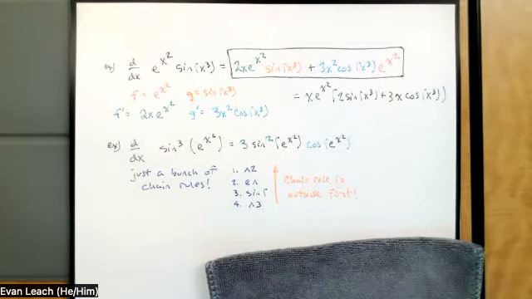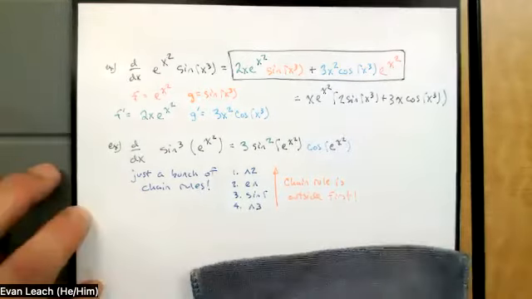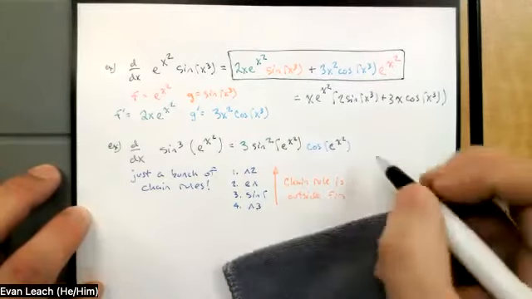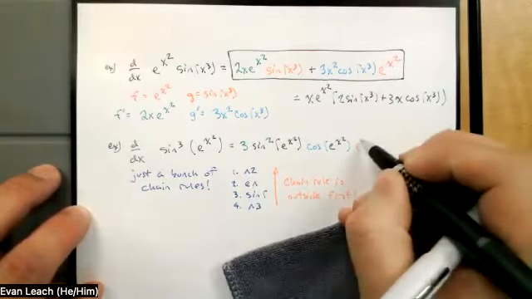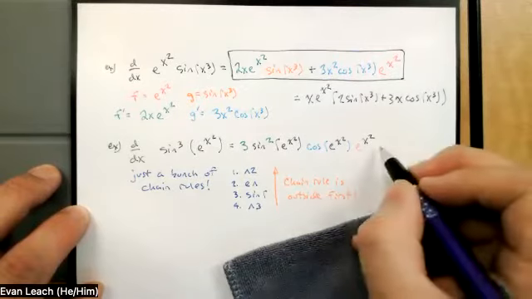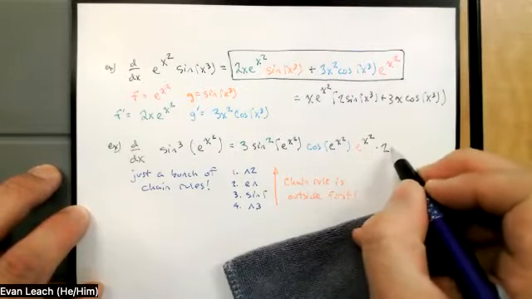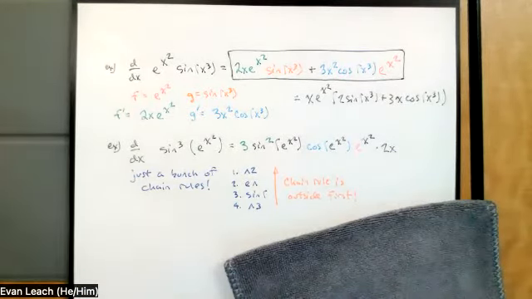So we multiply by the cosine of e to the x squared. The derivative of sine of e to the x squared is cosine of e to the x squared times the derivative of e to the x squared. The derivative of e to the x squared is e to the x squared times the derivative of x squared, which is 2x. Big stack of chain rules.